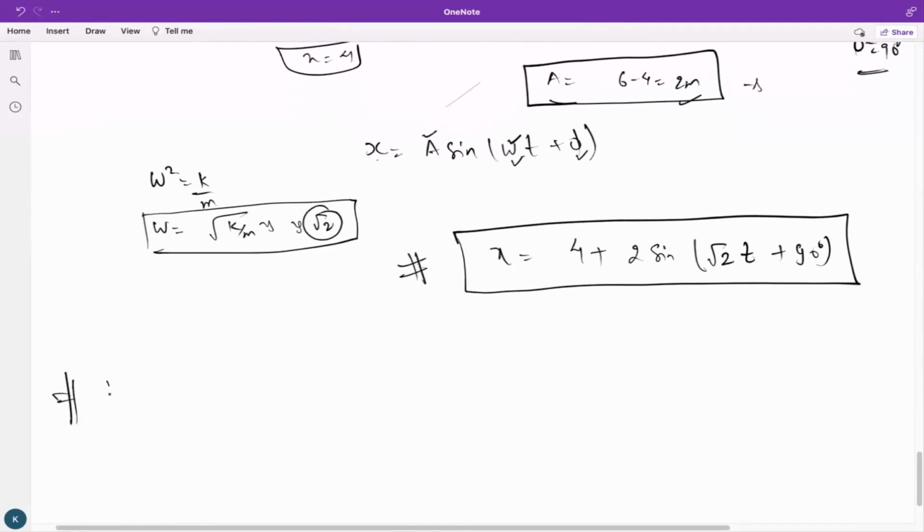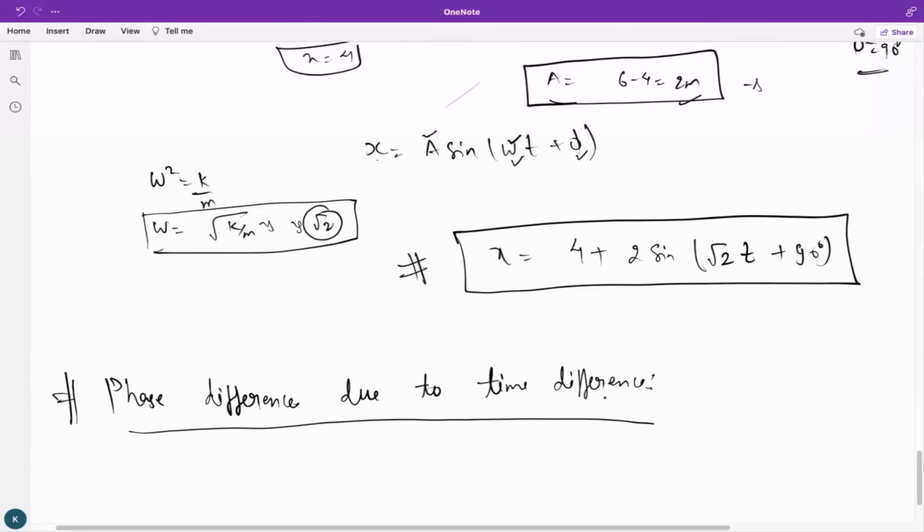Let me give the heading, phase difference due to time difference. We are talking about the initial phase, right? At t is equal to 0, the particle is somewhere else, not at the mean position. So this is our initial phase. But what if I am talking about two times, at time t is equal to t and at time t is equal to t dash? At both times the particle is at a different value of x. The particle has different positions, so the particle has a different phase.